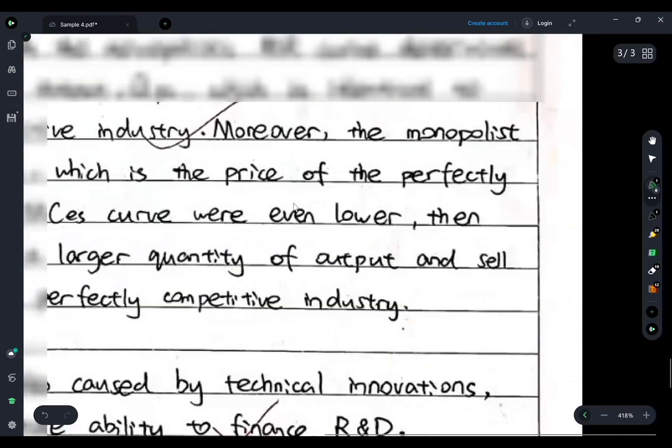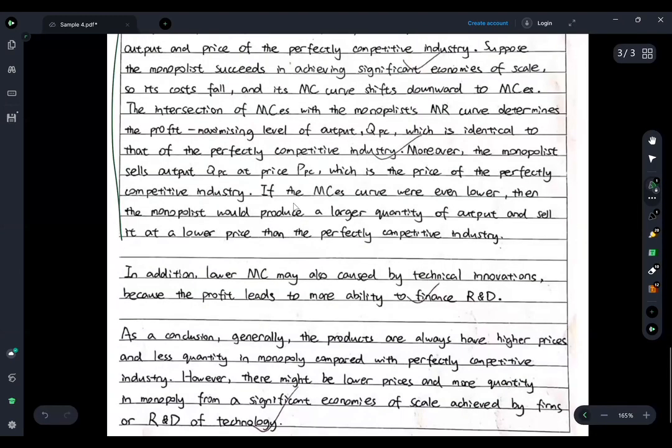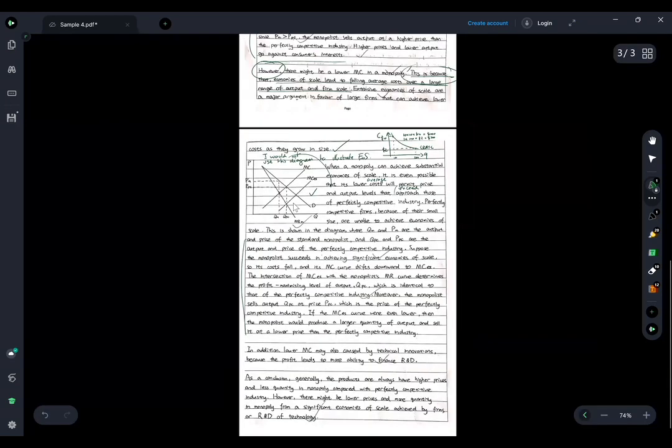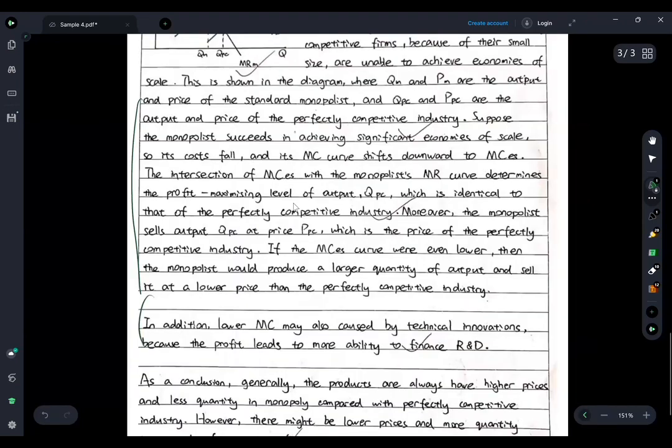All right, let's move on. In addition, lower MC can be caused by technical innovations because the profit leads to more ability to finance R&D. So you see that this is something a bit weird. We have over 200 words about economies of scale, and then we have one sentence about this very interesting point.